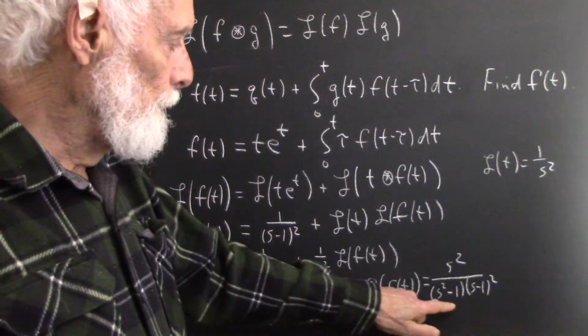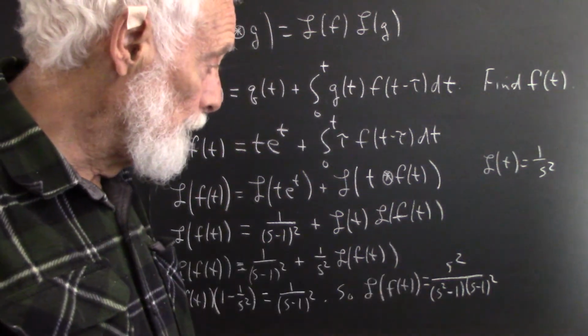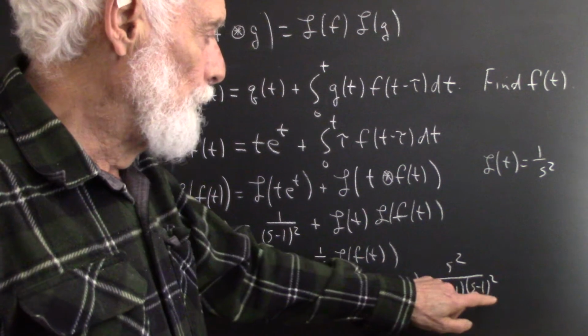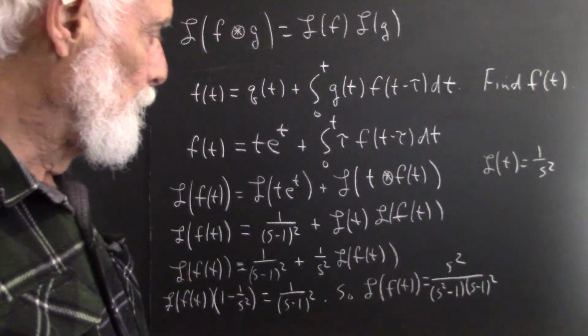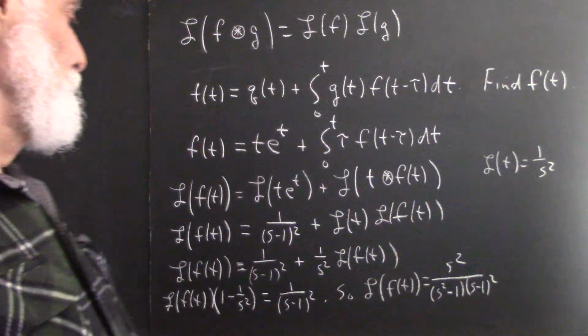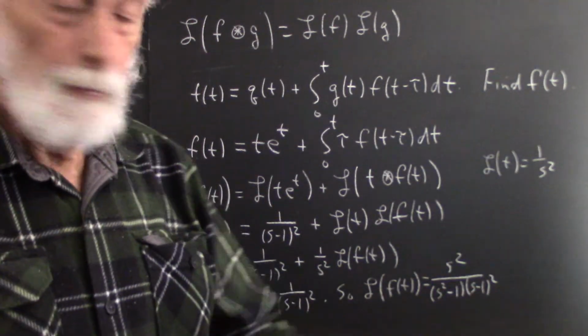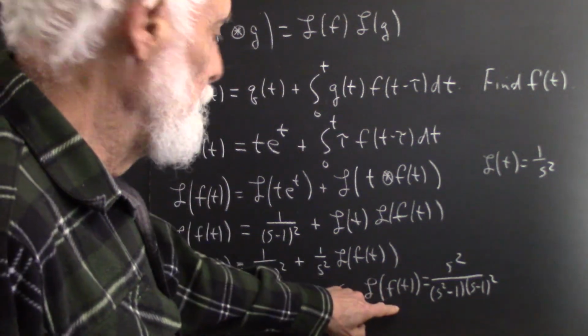Of course, s squared minus 1 can factor into s minus 1 times s plus 1. So you'd end up with an s plus 1 and an s minus 1 quantity cubed with an s squared in the numerator. And you could go to partial fractions or other tricks to do the inverse transform and determine your function f.